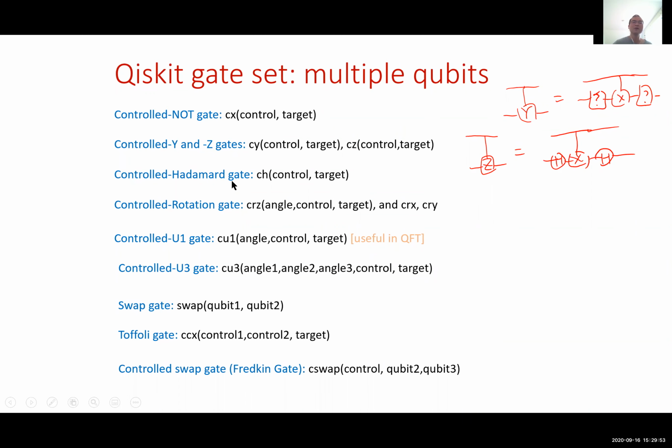You could also have control Hadamard. If you recall, I have this W gate, which is Hadamard times Z. So this is control Hadamard. It's close, not quite. You need to have another control Z to get this control Hadamard gate. There are more gates, so I won't go through all of these. There's a swap gate, Toffoli gate. It's already implemented in Qiskit.